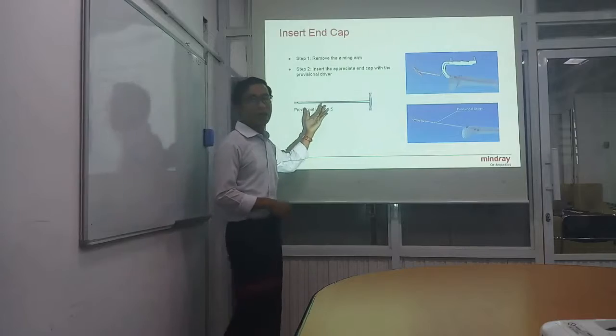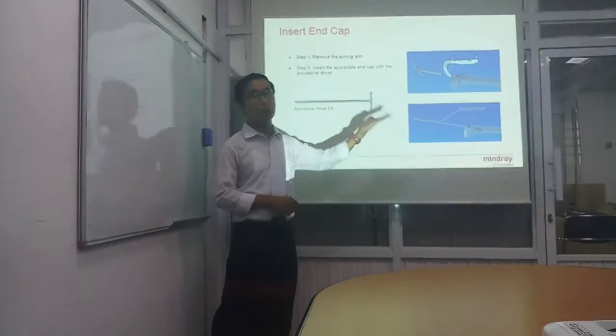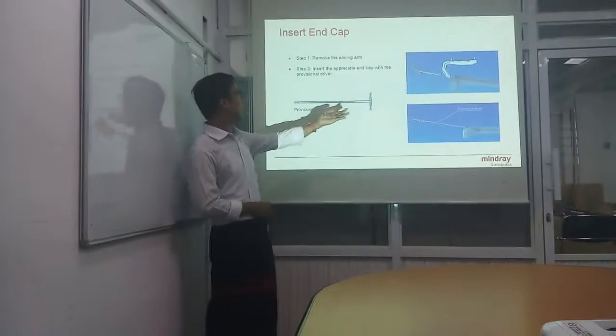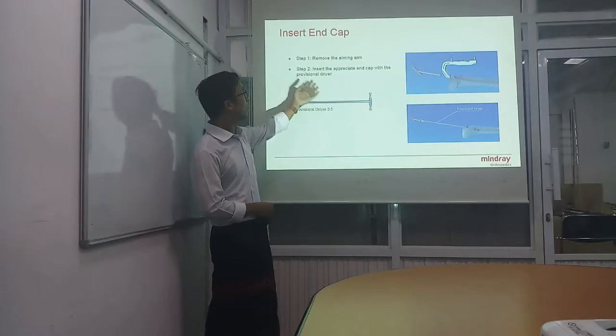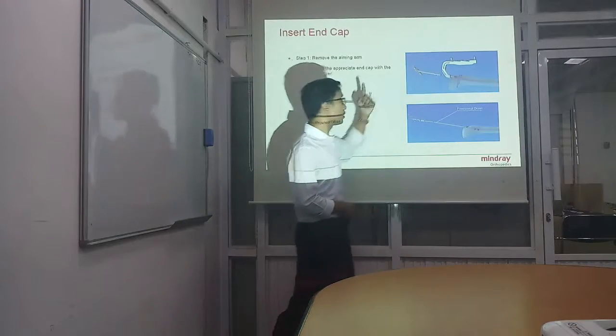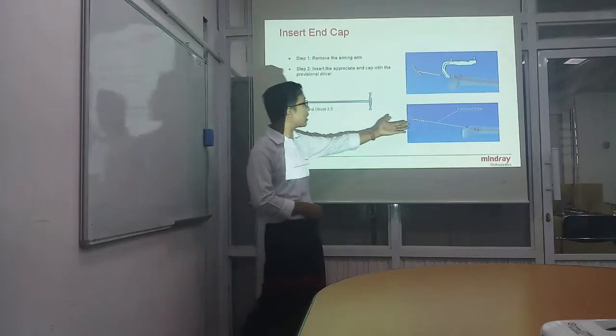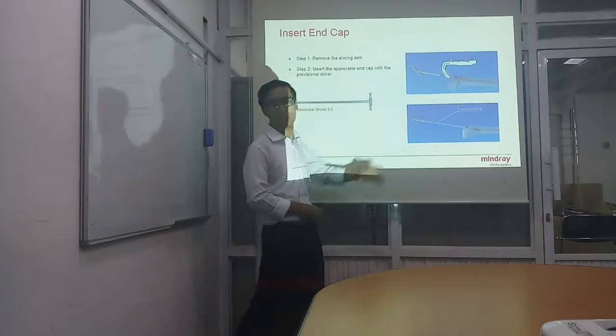This is the last step of the nailing procedure. Insert the end cap. Step 1. Remove the aiming arm with jig. Number 2. Insert the end cap with provisional driver.